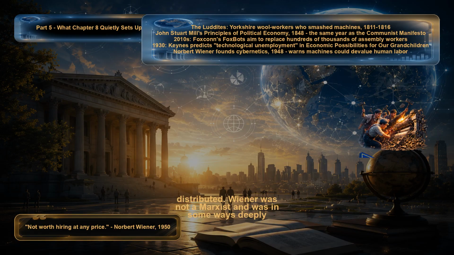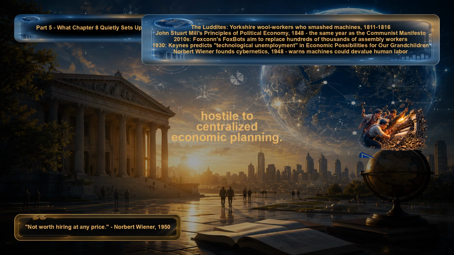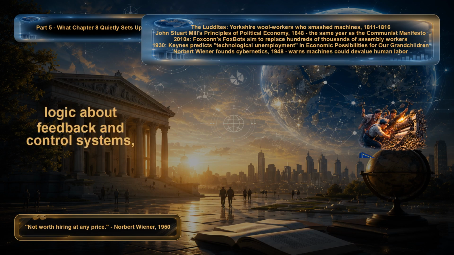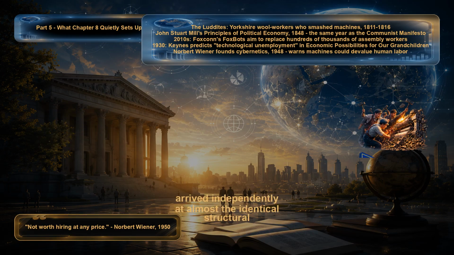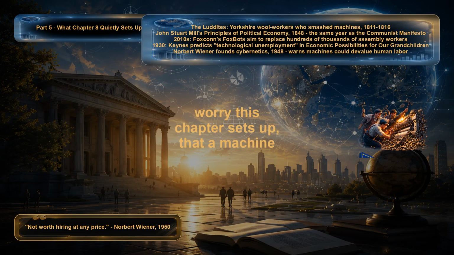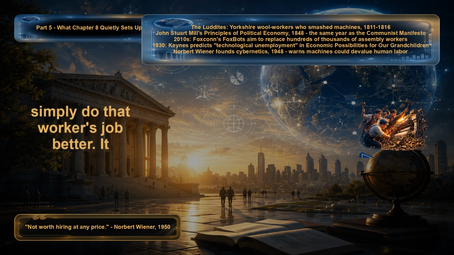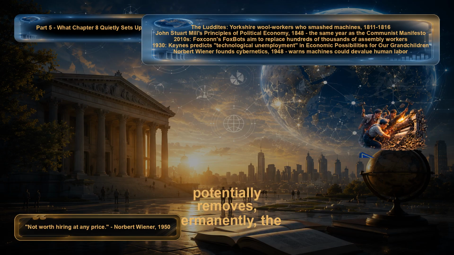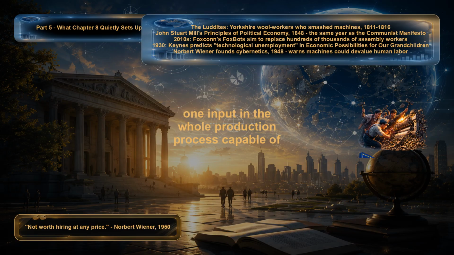Wiener was not a Marxist and was in some ways deeply hostile to centralized economic planning. Yet a mathematician, working from pure engineering logic about feedback and control systems, arrived independently at almost the identical structural worry this chapter sets up, that a machine capable of replacing a worker's judgment does not simply do that worker's job better. It potentially removes, permanently, the one input in the whole production process capable of creating new value in the first place.